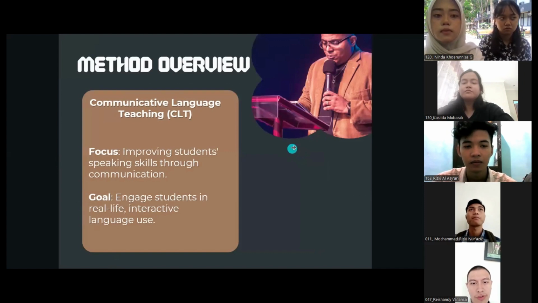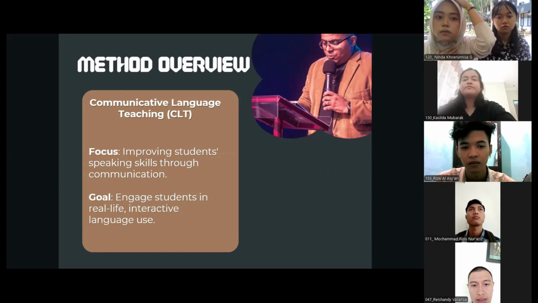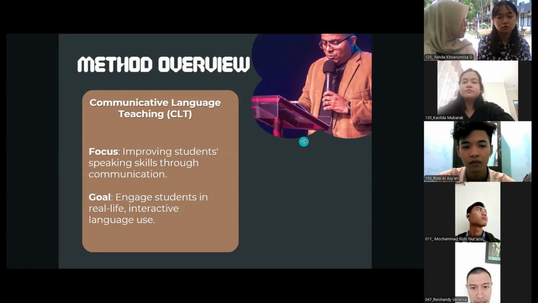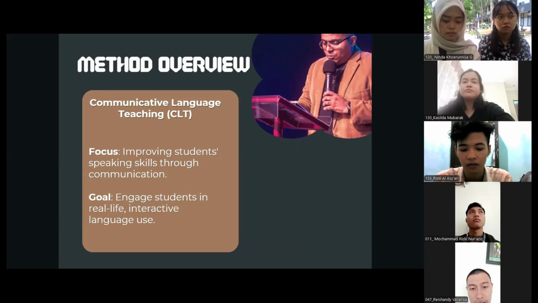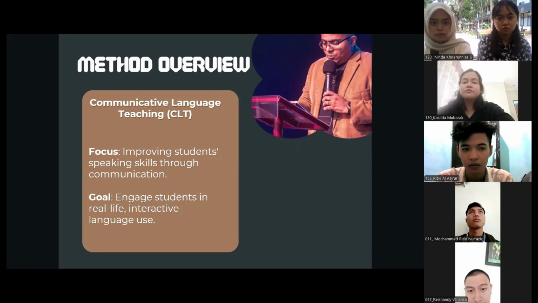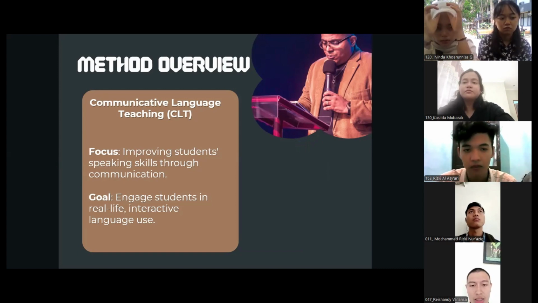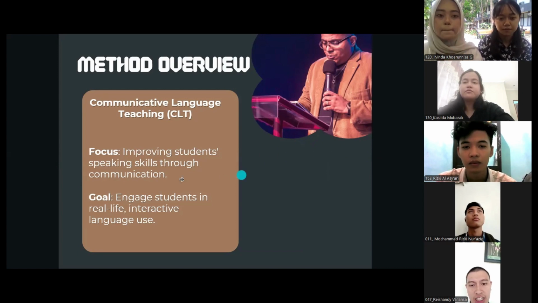Now let's go to the method overview. So for this speaking skill, we chose communicative language teaching. So this method, by definition, is a method of teaching that focuses on interactions as the tool of language learning. So it focuses on increasing students' communicative skills, including how to use language or how to use English in real life situations.